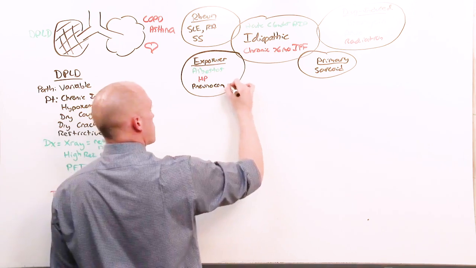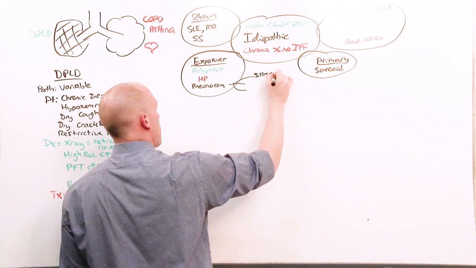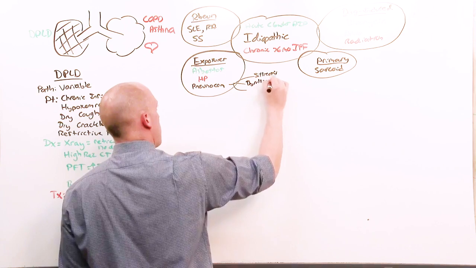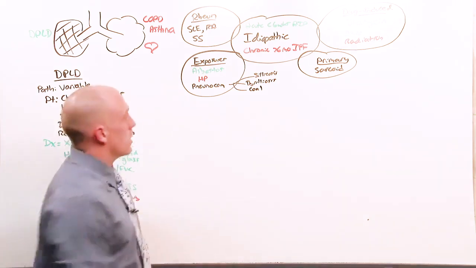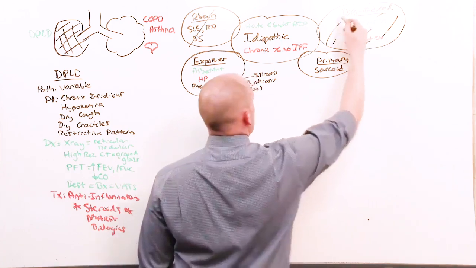Pneumoconioses is going to refer specifically to silicosis, berylliosis, and coal miner's lung. So we're not going to talk about rheum, we're not going to talk about drug-induced, just recognize that they're there.